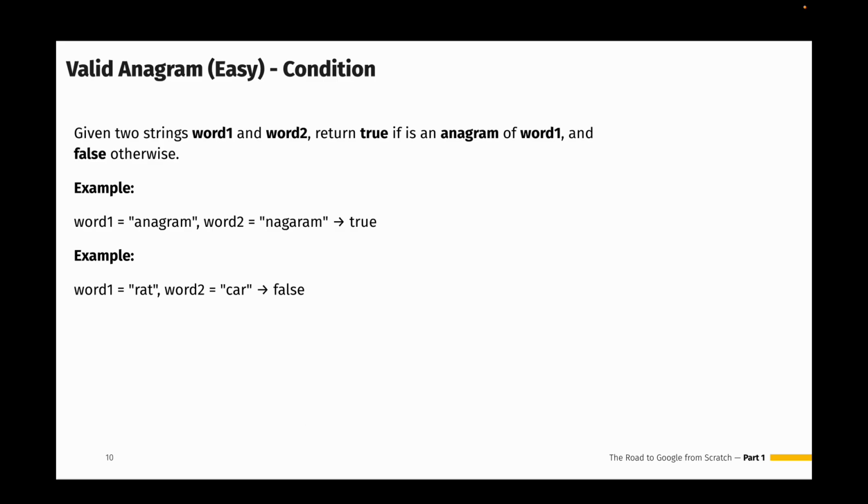Okay, now let's check the next exercise, and here we are given two strings, word1 and word2, and we need to return true if word2 is an anagram of word1, or false otherwise. And here we have two examples where we have word1 equal to anagram, word2 equal to anagram, and in that case we need to return true because all the characters are the same with the same frequency. And we have another example where we have red and car, but the problem is that word1 doesn't have the character C.